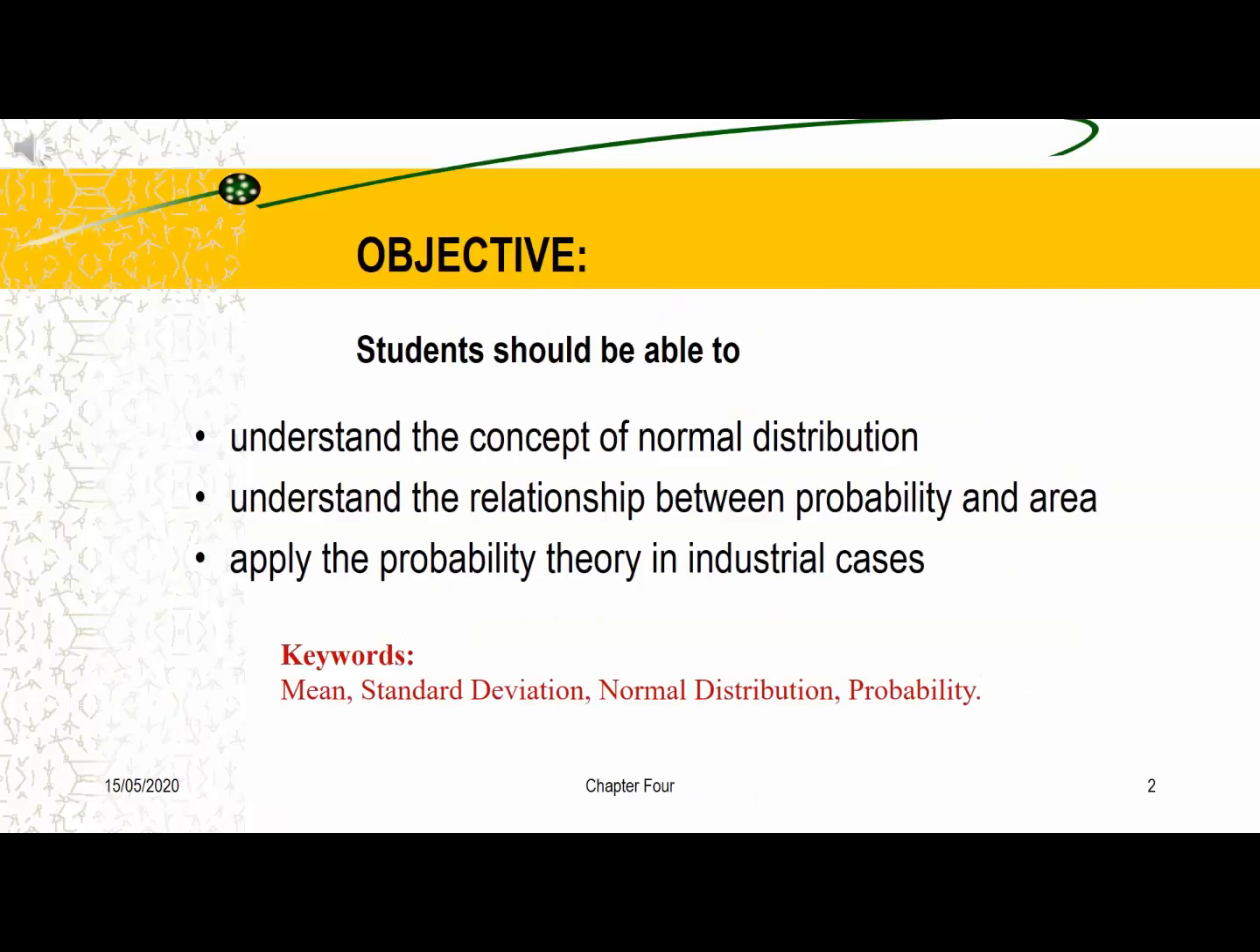Objectives of Chapter 4. By the end of this chapter, students should be able to understand the concept of normal distribution, understand the relationship between probability and area, apply the probability theory in industrial cases. The keywords in this chapter are mean, standard deviation, normal distribution, and probability.